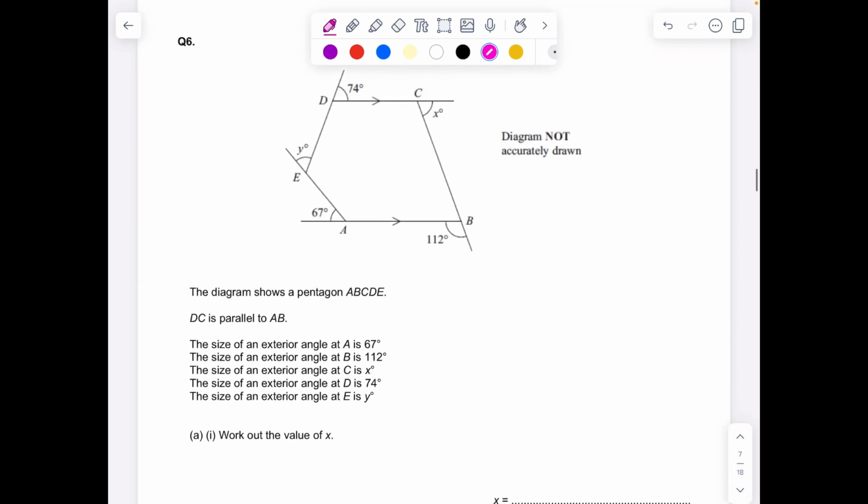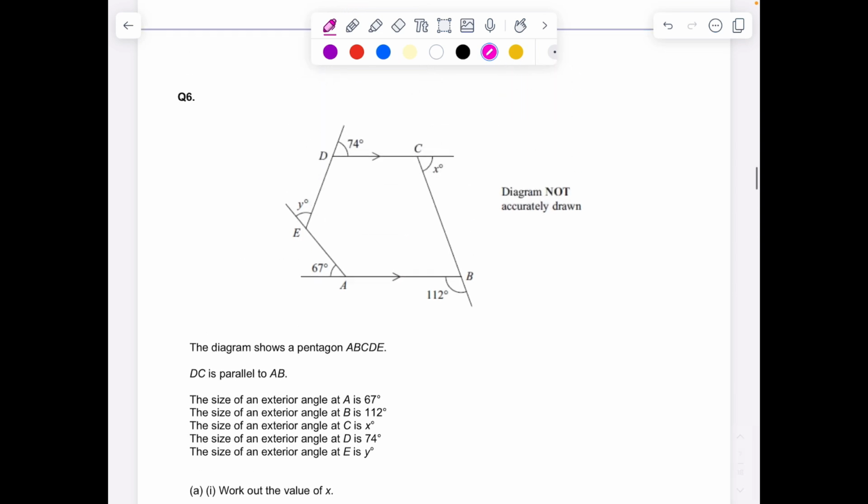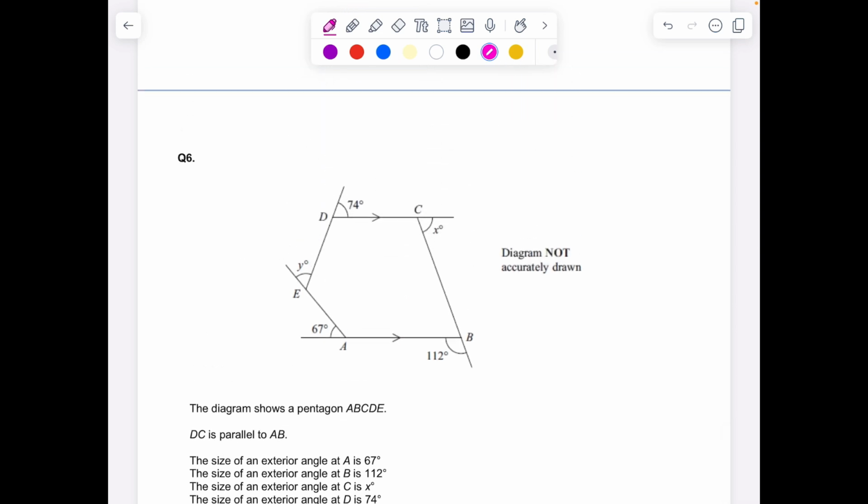Okay, on this one, a lot of you did not like this one. So we want to find the value of x. So we've got quite a bit of work to do. So first of all, these are parallel lines. So remember, these symbols here mean that they are parallel. So let's find out, first of all, we know that angles on a straight line, so here, add up to 180. So this angle here is 180, take away 112, which is 68.